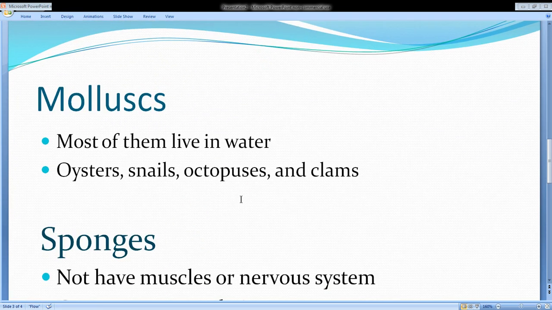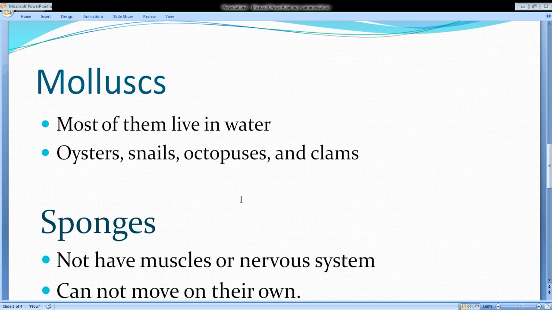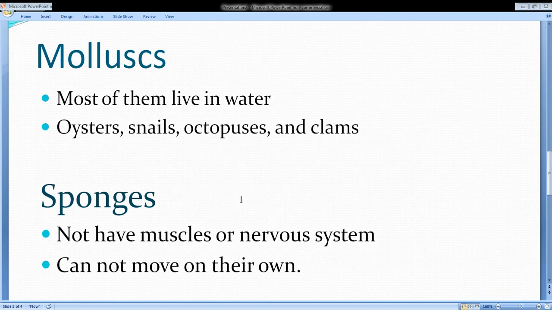Then we have mollusks. Most of them live in water, though some do live on land. Examples are oysters, snails, octopuses, and clams.